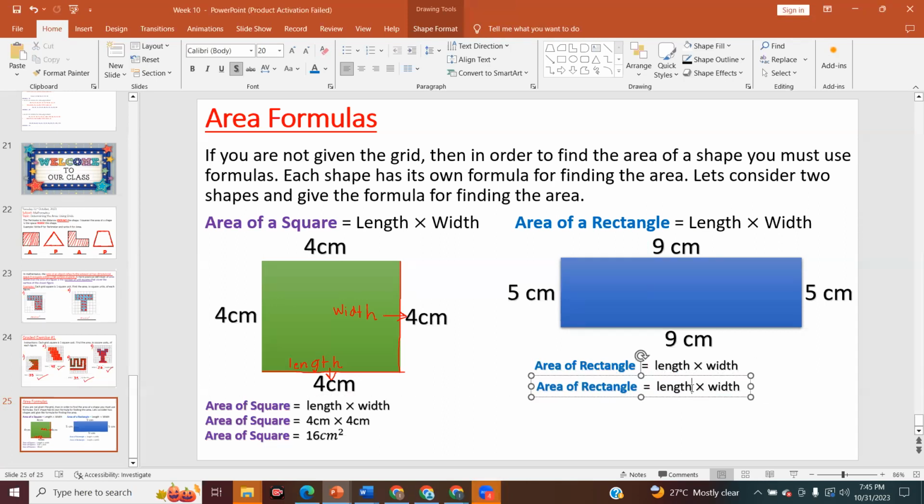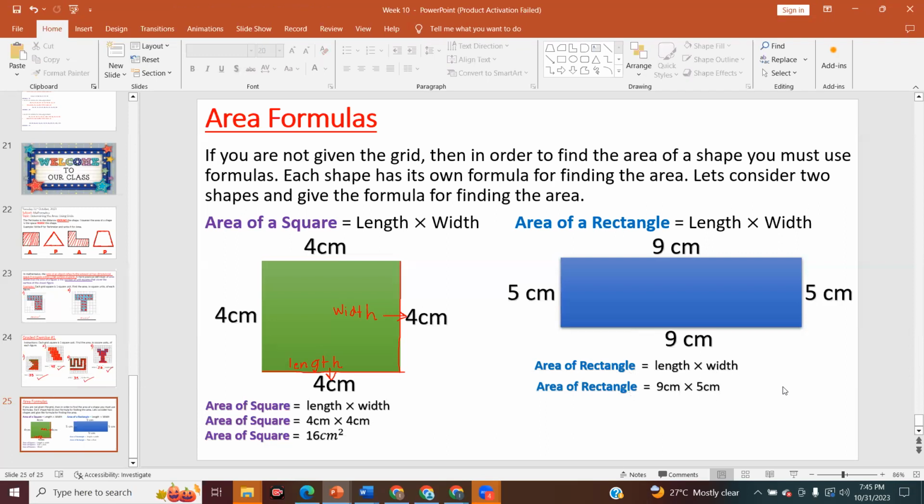All right, so the length is what? What's the length? 9 centimeters. Is the length 5 or the width 5? The length is 9 centimeters and the width is 5. Why is the width 5 and not 9? Because the width is shorter. The width is always shorter. The length is the longer side, the width is the shorter side.